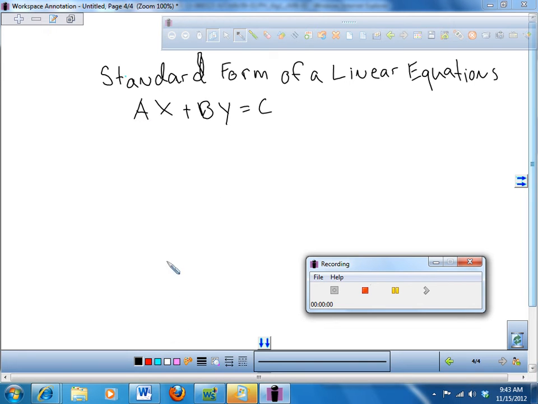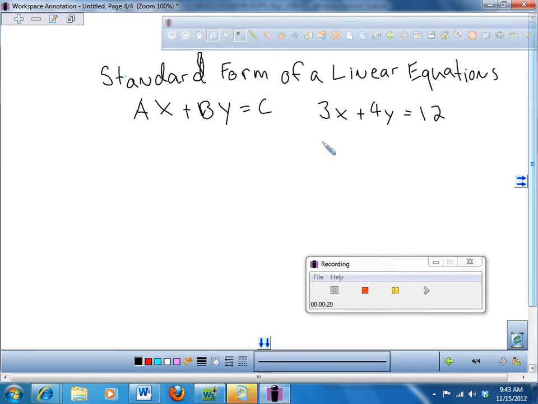Standard form of a linear equation. This is the general form, but one particular example would look like 3x + 4y = 12. All right? With this form, you can change an equation in standard form into an equation in slope-intercept form. But standard form is very good for graphing, okay?